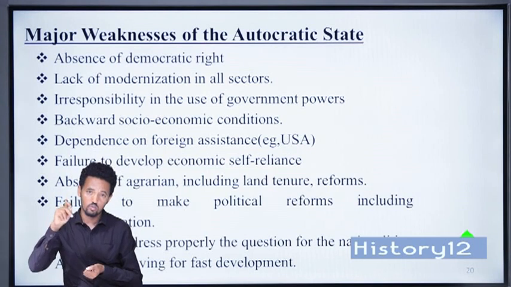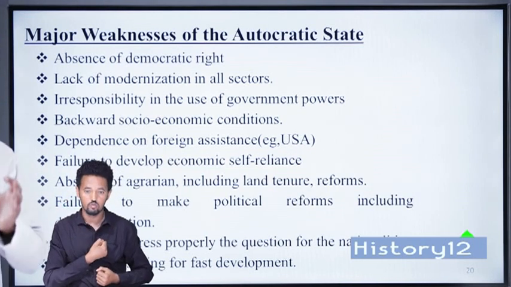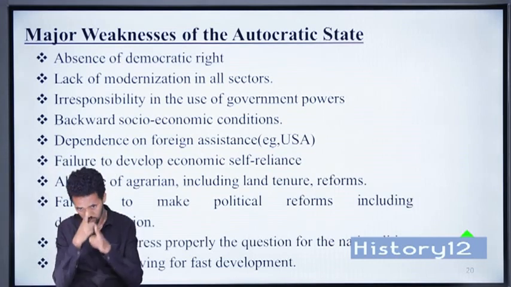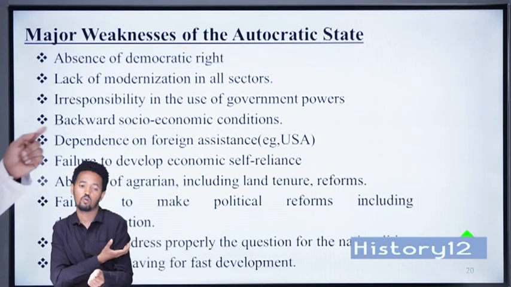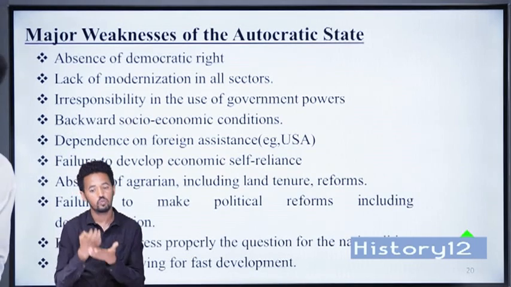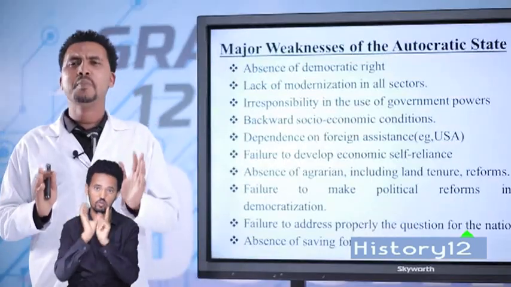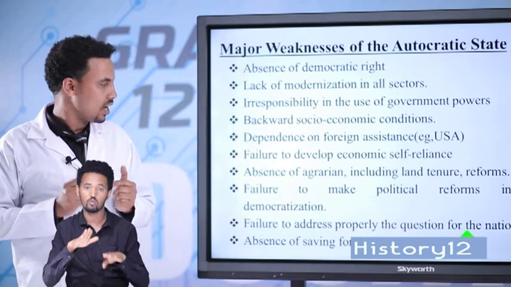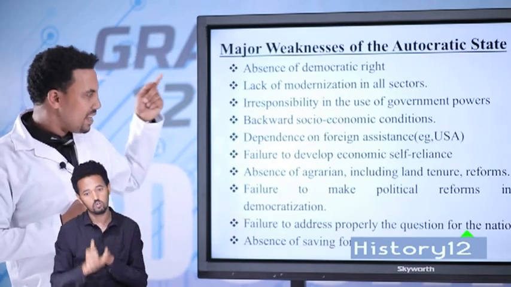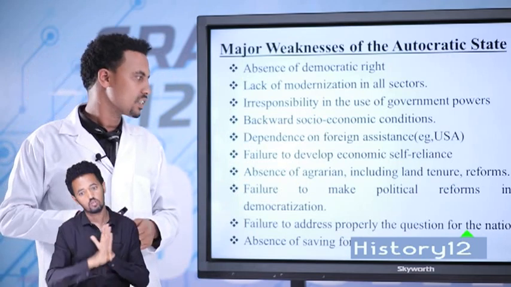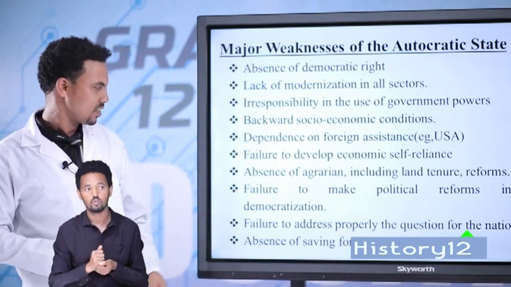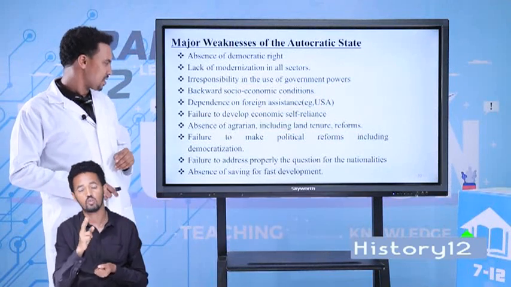Second one, lack of modernization in all sectors. The other one, irresponsible use of government powers. Backward socio-economic condition, and Ethiopia depended on foreign assistance, especially US support, until 1973, and the failure to develop economic self-reliance, absence of agrarian, including land tenure reforms. Those are the drawbacks of Emperor Haile Selassie.